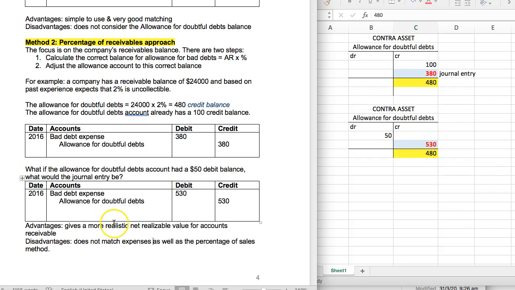So this method focuses on the accounts receivable. So it's going to give a more realistic net realizable value for accounts receivable, but it doesn't match the expenses as well.